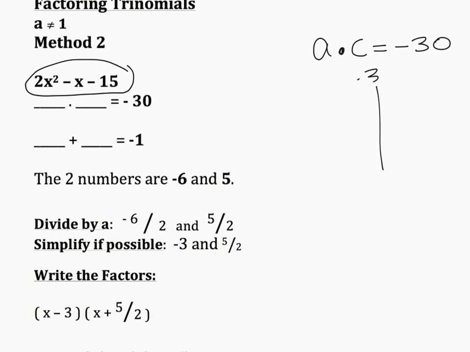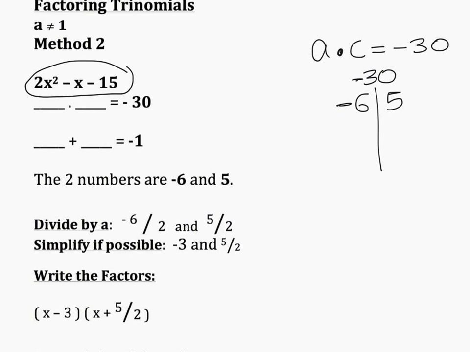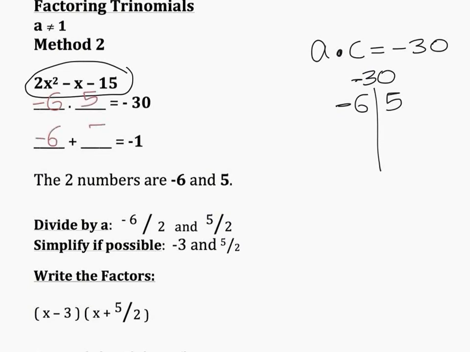So negative 30. What multiplies to give me negative 30 and adds to give me negative 1? The two numbers I'm thinking of are negative 6 and 5, because negative 6 times 5 is negative 30, and negative 6 plus 5 is negative 1. So the two numbers are negative 6 and 5. So far there's no change. Now what happens after here is how this method is different from the grouping method.